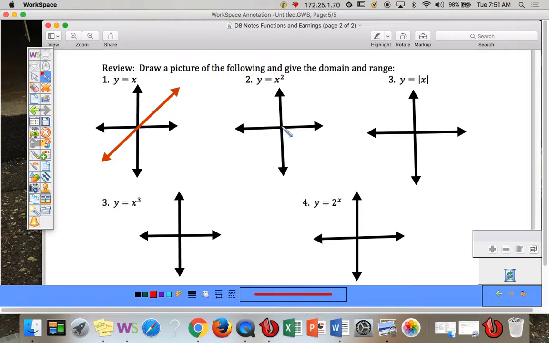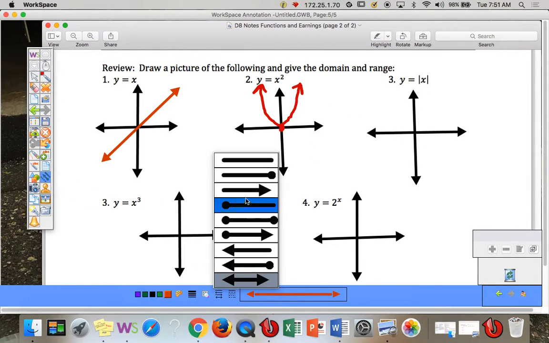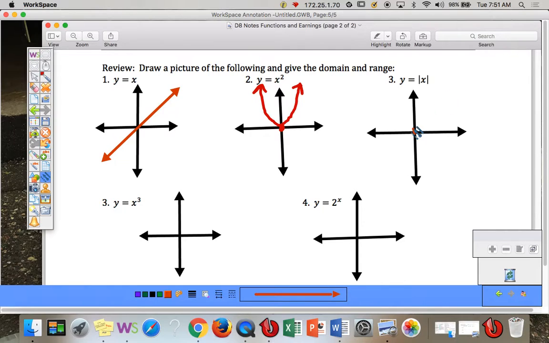If it's y equals x squared, this is our parabola, starts at 0, 0. If it's absolute value, it's a v-shaped function. Starts at 0, 0. Slope is 1 on each side. Negative 1, I should say. x to the third, this looks like this. It's a cubic. And 2 to the x, this is exponential, and it grows really quickly. So here's a review of what all the different shapes look like.